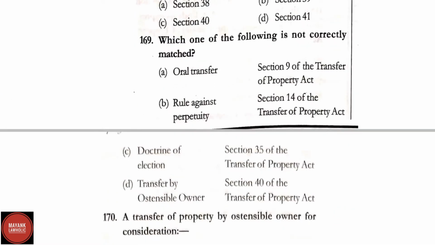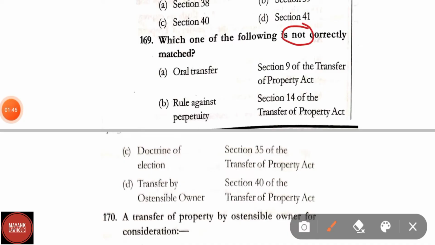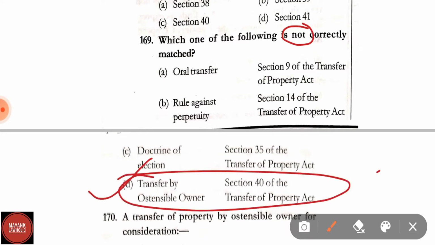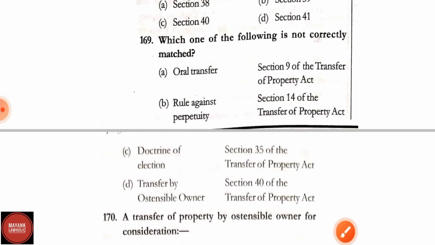Question number 169. Which one of the following is not correctly matched? Options are: oral transfer, Section 9 of TPA; rule against perpetuity, Section 14 of TPA; doctrine of election, Section 35 of TPA; transfer by ostensible owner, Section 40 of TPA. Correct answer is option D, that is, transfer by ostensible owner is not correctly matched.